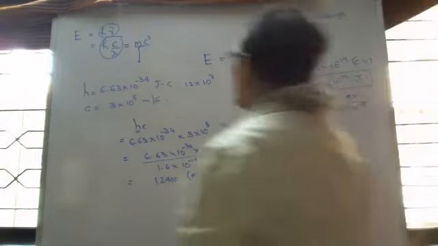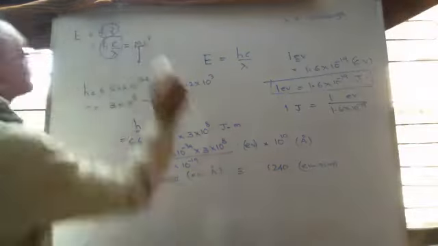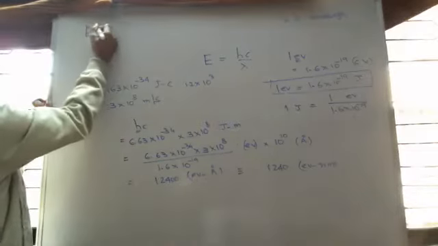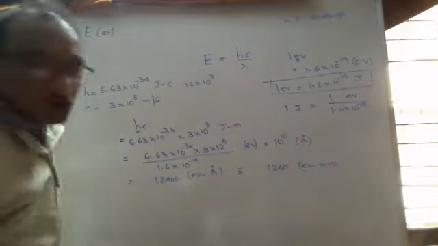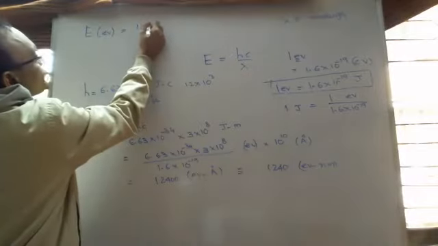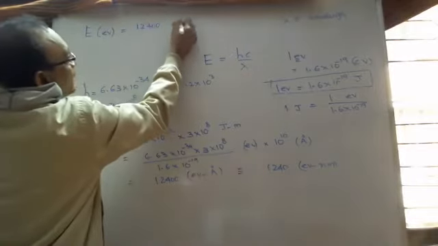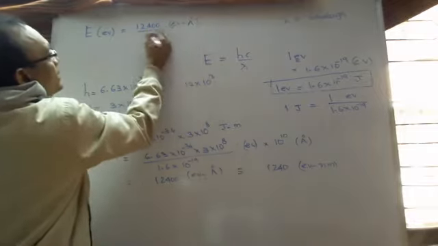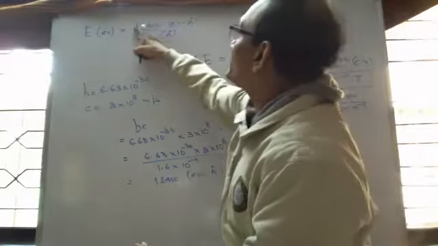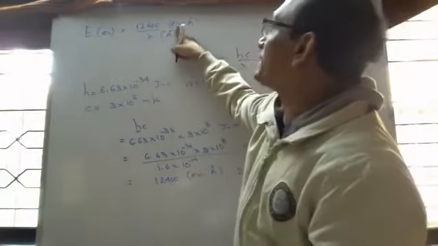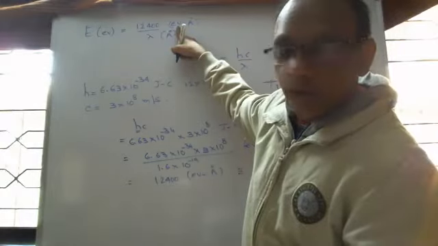So energy of a photon, if the energy of a photon has to be computed in electron volts, then write this as 12,400 electron volt angstroms divided by lambda in angstroms. So angstrom will get cancelled. So you get 12,400 by lambda in angstroms will give you that many electron volts. Yes or no? Yes, sir.